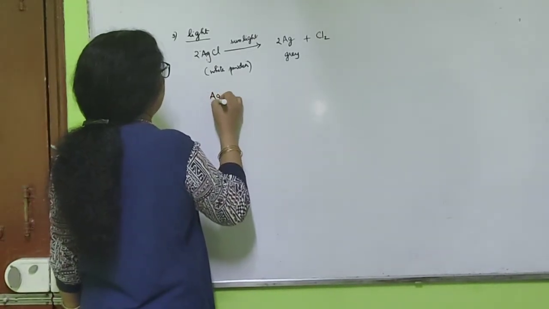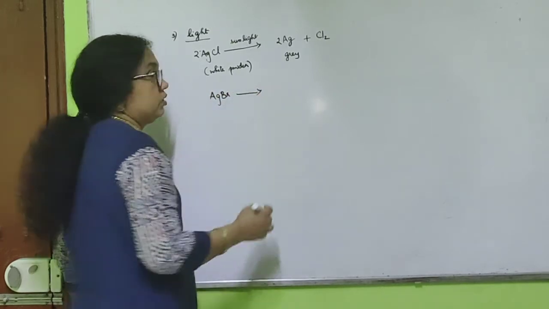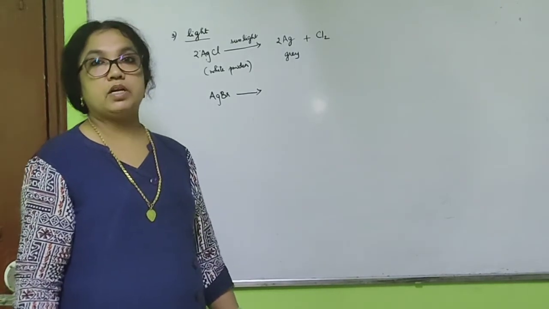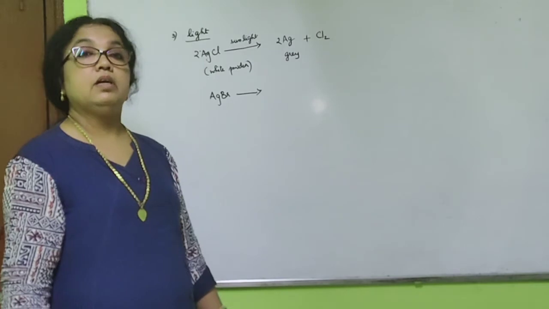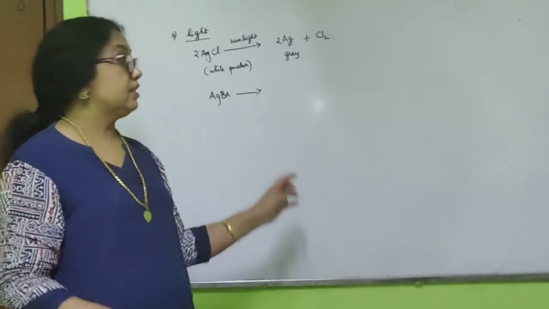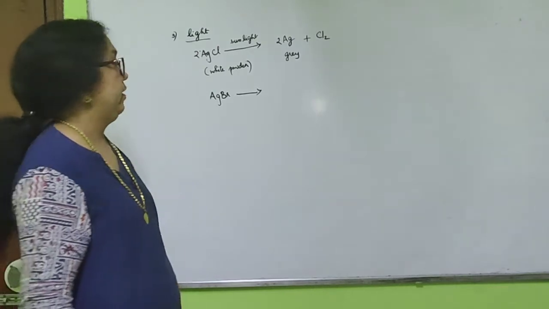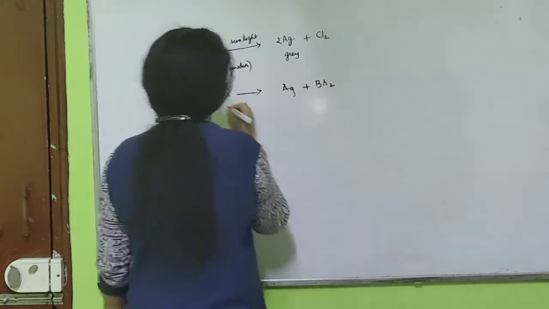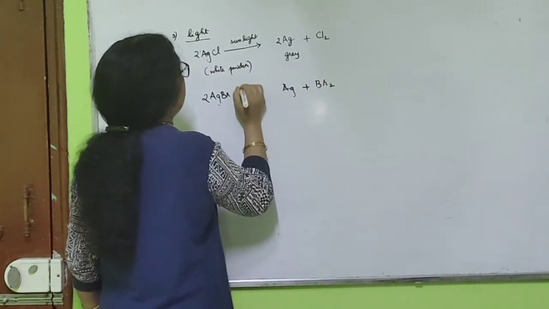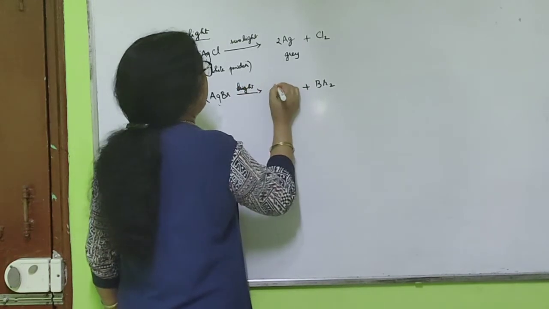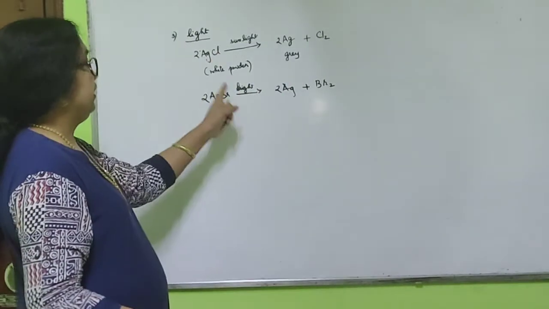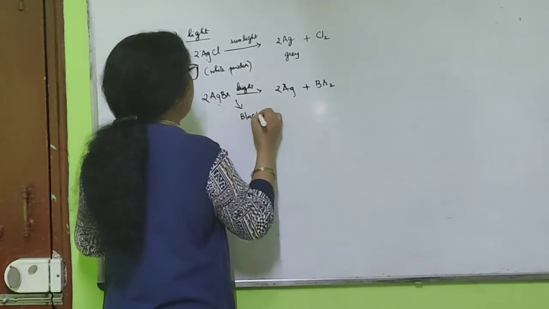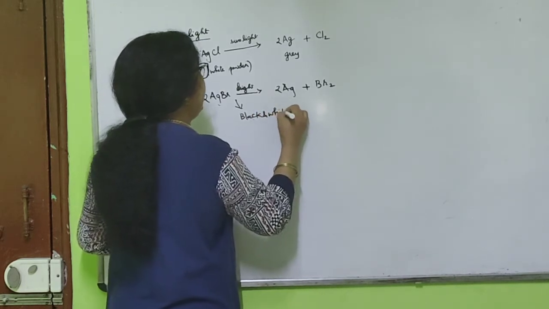silver bromide. Silver bromide is the chemical used in black and white photography. In early times, photos were black and white. The films were covered with silver bromide. In light, silver bromide decomposes into silver plus bromine. So 2AgBr, in sunlight or any light, gives 2Ag plus Br2. This decomposition reaction is an example of black and white photography.